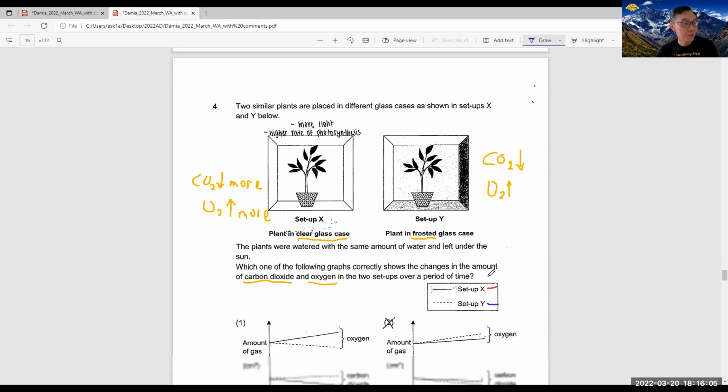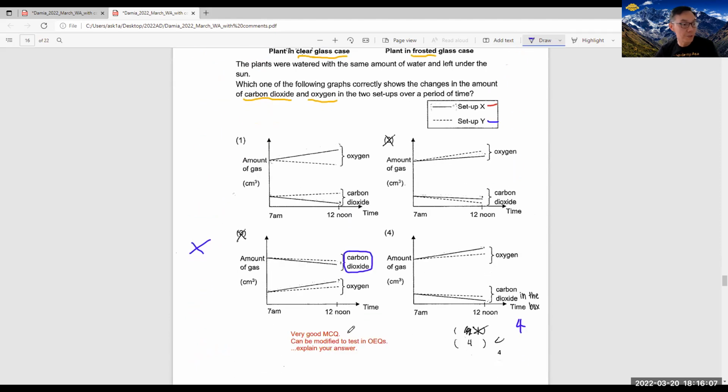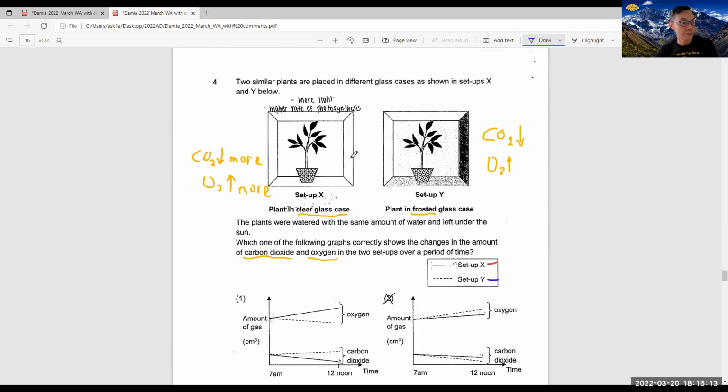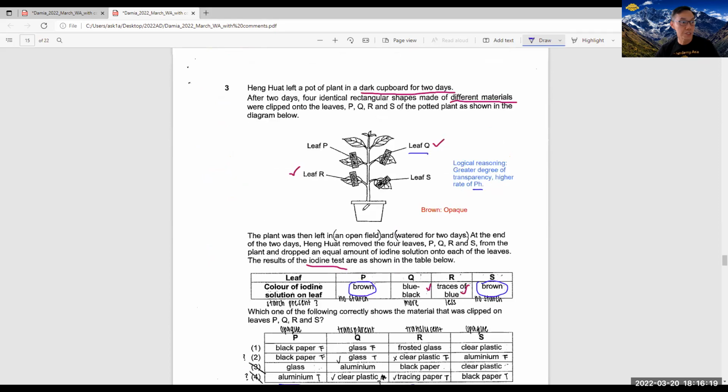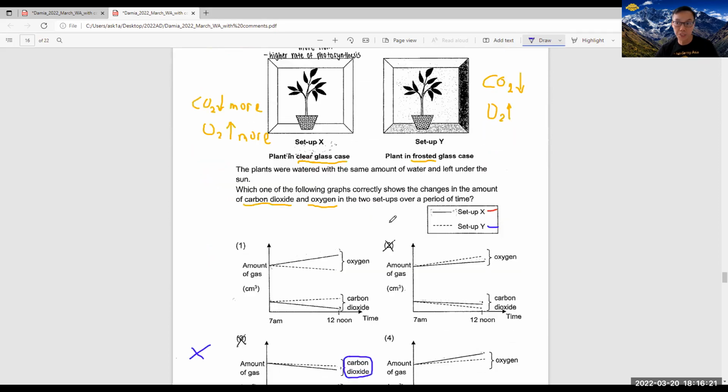And next, this question actually is a very good MCQ, which I awarded a 5-star. Okay, why is it very good? Okay, number one, students got to understand the degree of transparency. So if you know how to do the previous question, you should be able to do this question. But this is at a slightly more difficult level. Clear glass, higher degree of transparency, higher rate of photosynthesis.